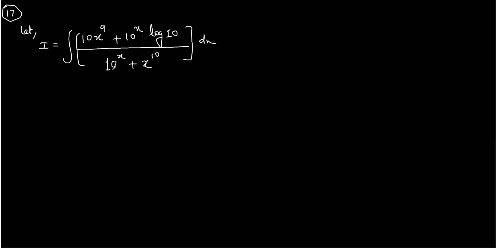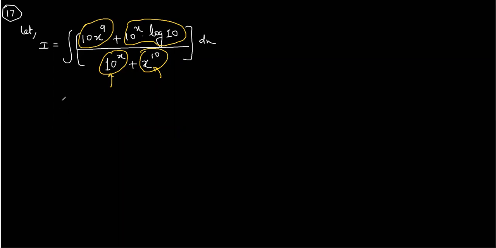So here I differentiate the denominator. I notice that in the denominator I have 10 raised to x. What is the derivative of 10 raised to x? It is 10 raised to x log 10, which is here. And what is the derivative of x raised to 10? It is 10x raised to 9, which is here. So once again, you have the derivative of the denominator present in the numerator. So you can solve this and the answer will be log of the denominator.